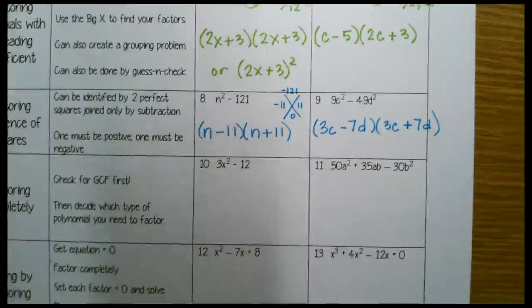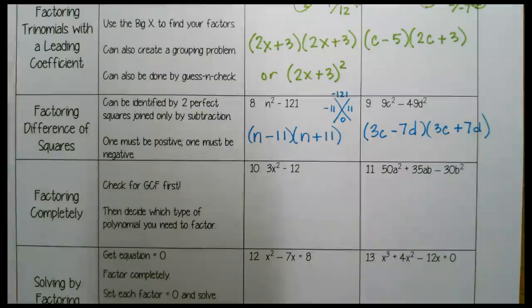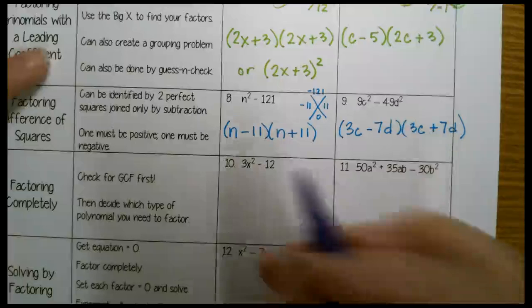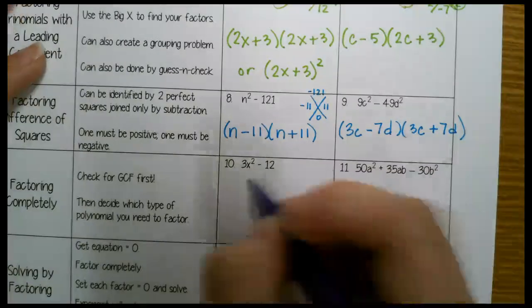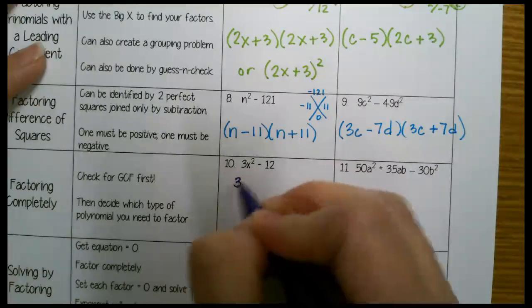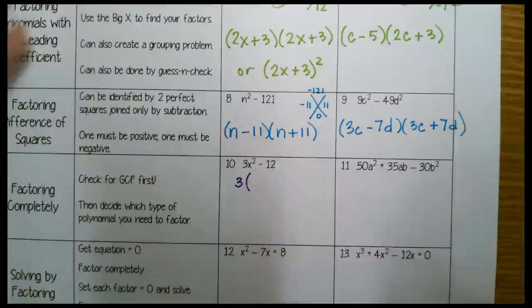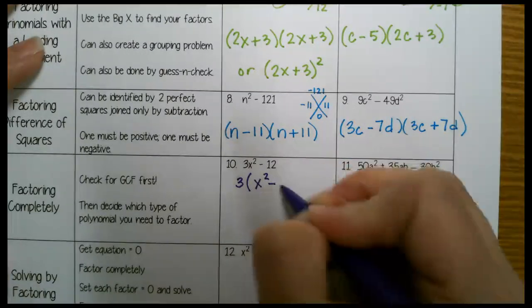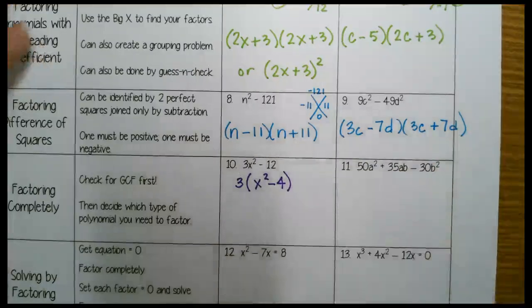All right. Now we're going to look at factoring completely. So this is kind of a combination of everything that we've done on this page right here. So when we factor completely, the first thing that we need to do is look for a GCF. So I'm going to look for a GCF, and I can see that both of those can be divided by 3. If I take that out, that would leave x squared minus 4.